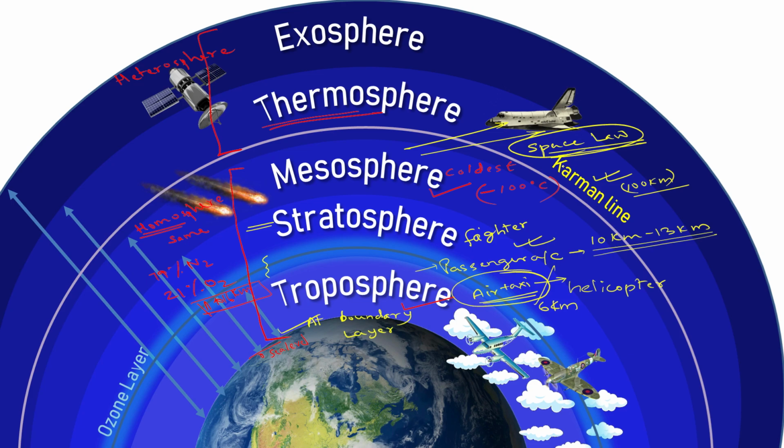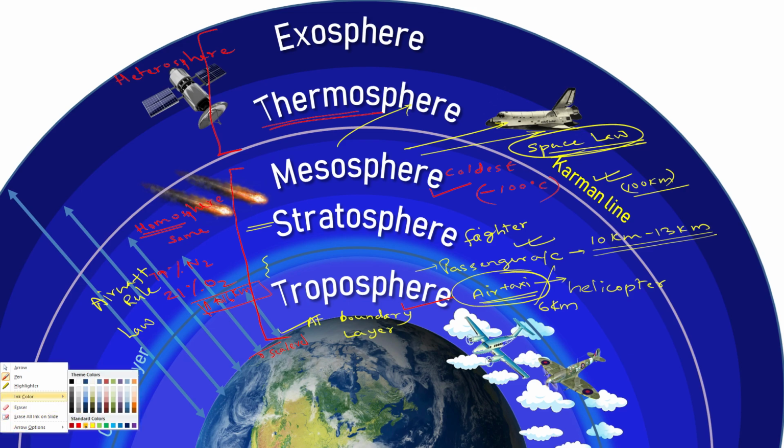But one more question, ma'am. What about below and above the Kármán line? What is the difference? Below it, aircraft rules and aircraft law are considered, and after this it will be space law. Yes, ma'am, that's the difference. Fine.